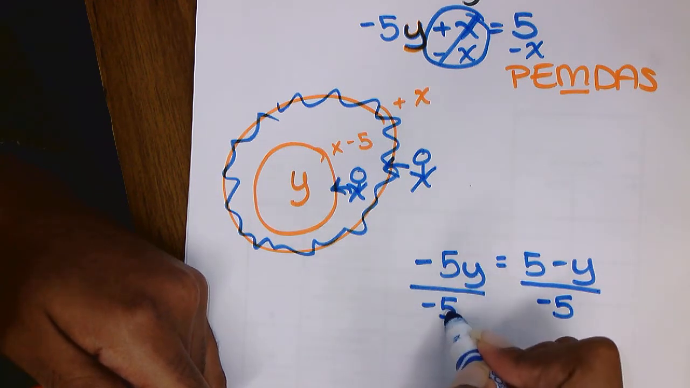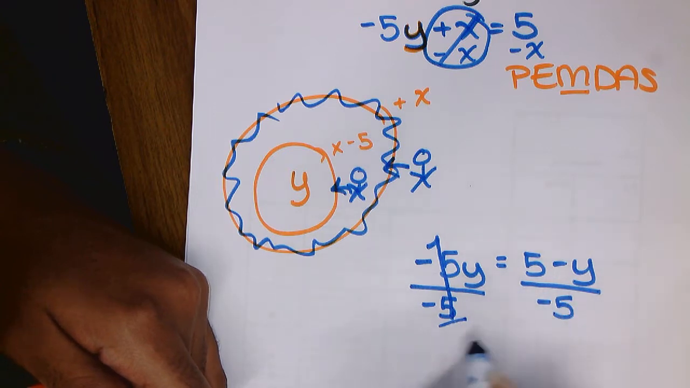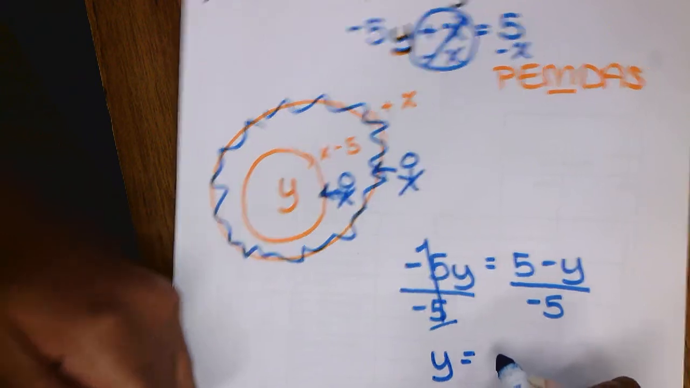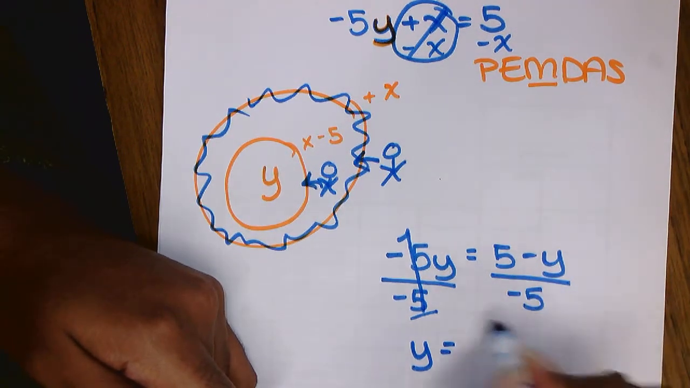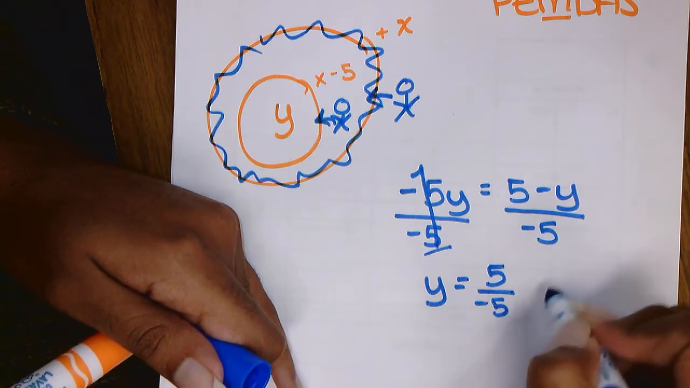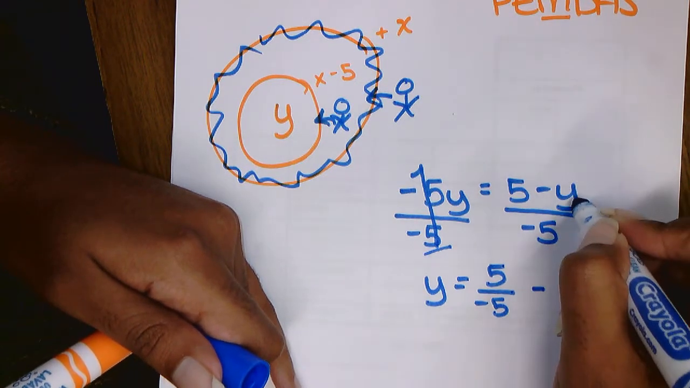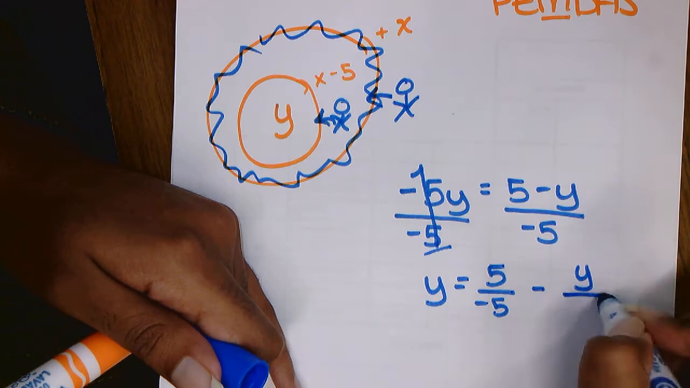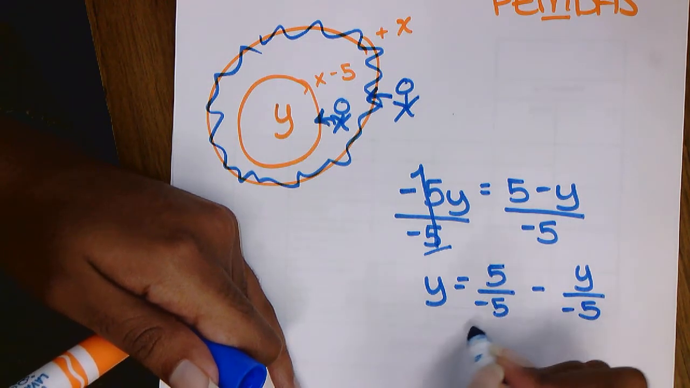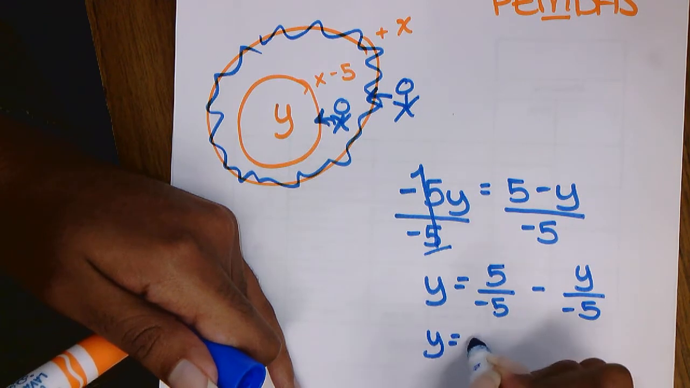So this negative 5 over negative 5 turns into a 1 pair, because any number divided by itself turns into a 1. And now we're just left with 1y on our left-hand side. On our right-hand side, we can break this into two fractions. We have 5 over negative 5 minus y over negative 5. So 5 over negative 5 is negative 1. Let's just rewrite that, negative 1.